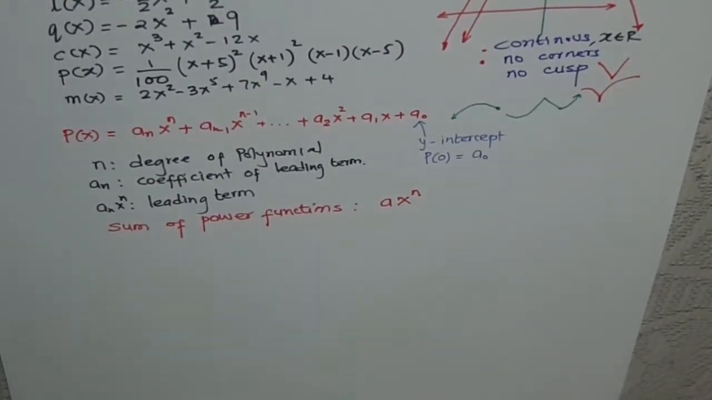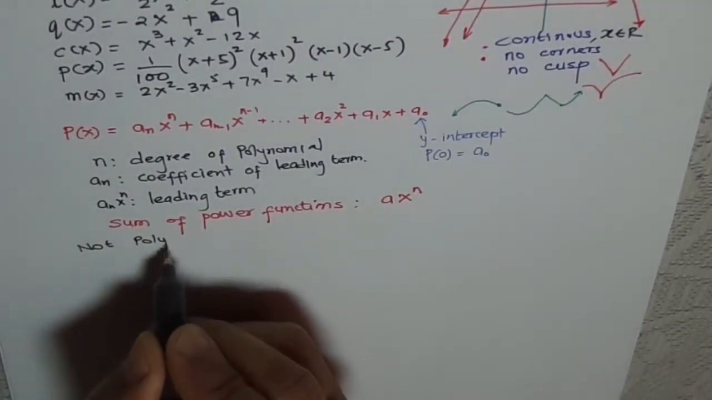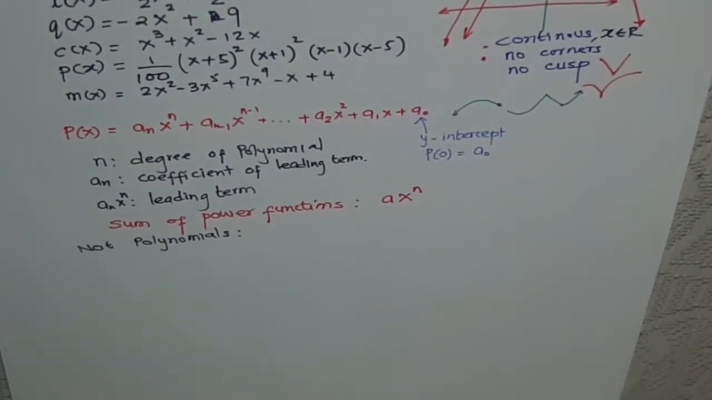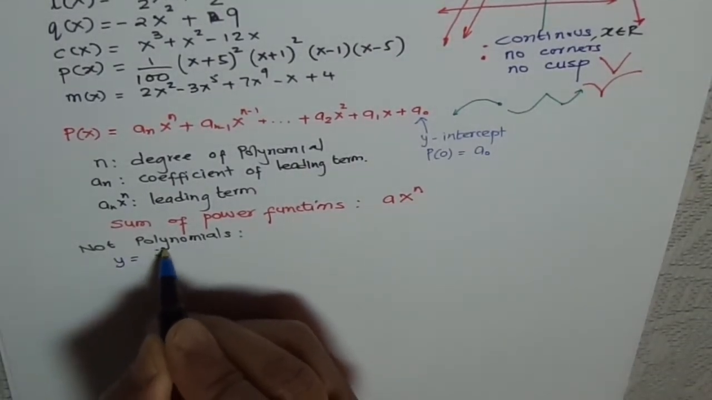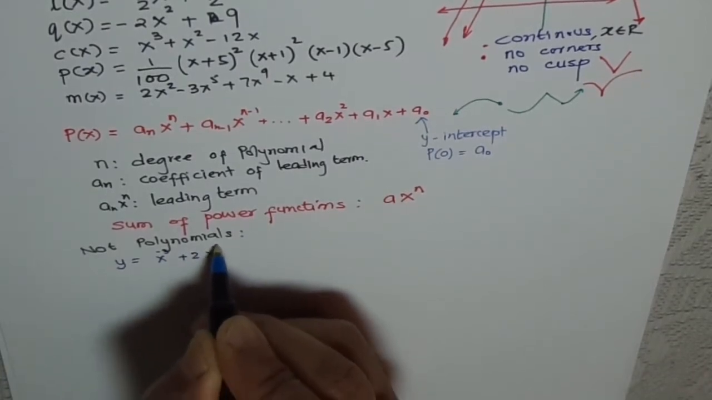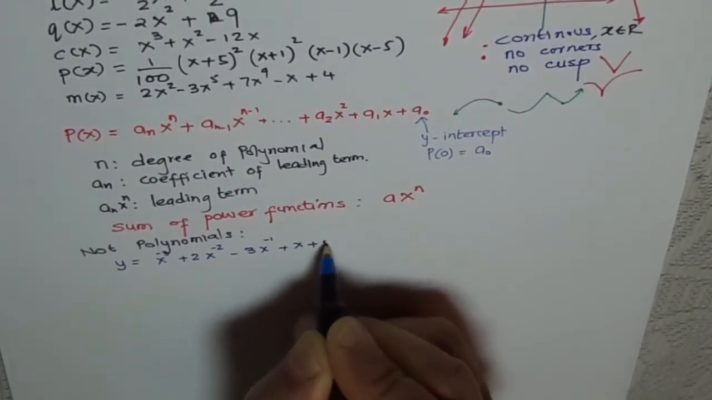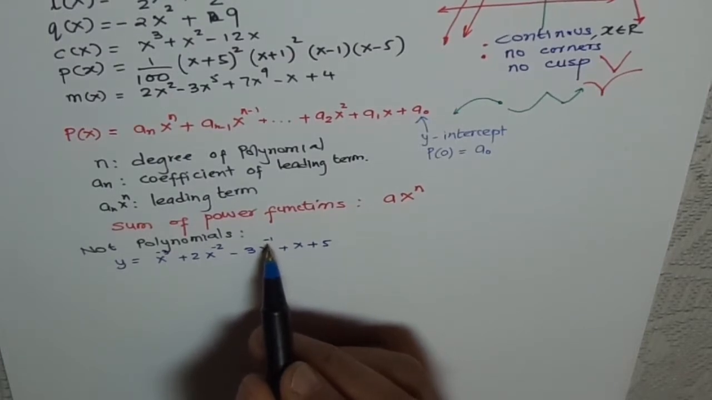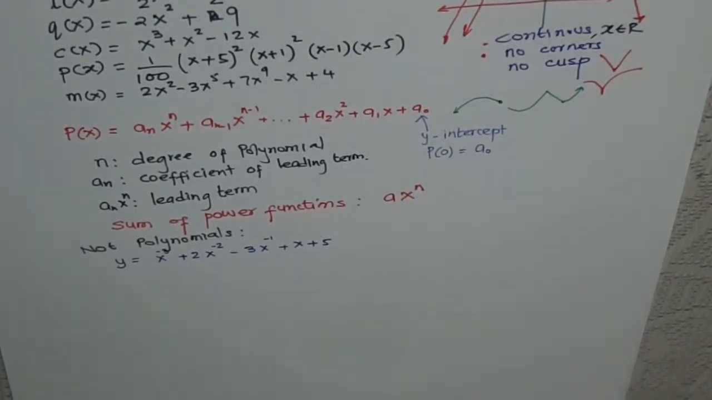Now, knowing that these are polynomials, it is a good place to think about what are not polynomials. Can you give me examples? Not polynomials. Let's write some equations which are not polynomials. For example, let's write y equals x to the power of minus 3 plus 2x to the power of minus 2 minus 3x to the power of minus 1 plus x plus 5. Is this a polynomial? No, it is not a polynomial. Why? Because the values of n are negative. But what we said was n should be what? n should be always a non-negative integer.